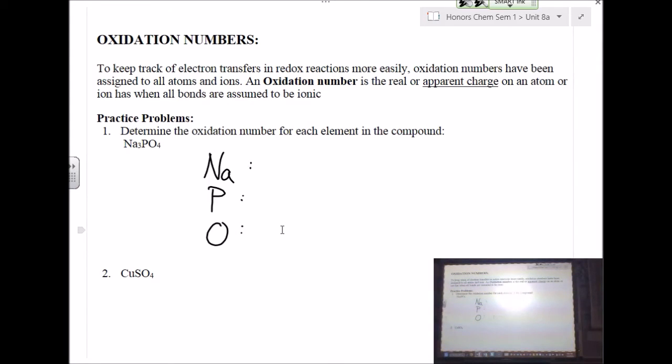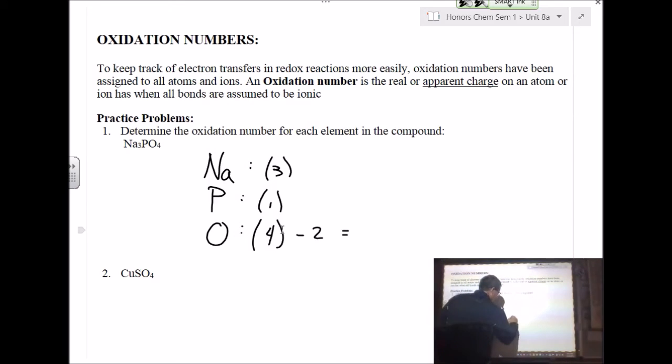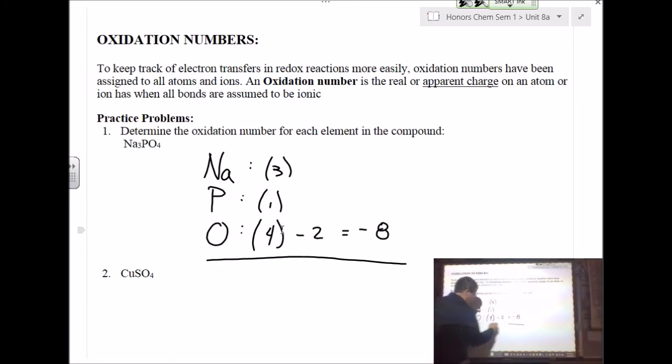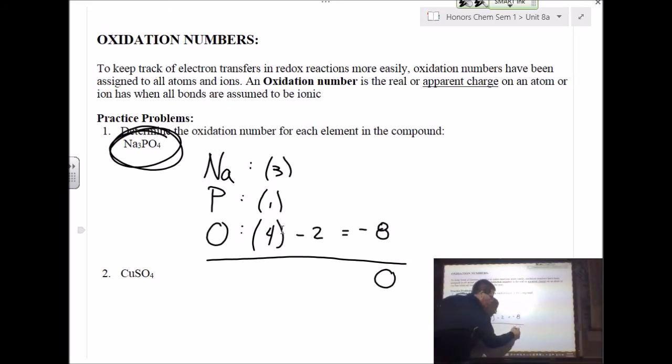How many sodium atoms do we have? 3. Good. How many phosphorus? 1. How many oxygen? And what will the charge on oxygen be every single time? -2. Always, always, always. So if I have 4 oxygens and I multiply that by -2, that gives me a total charge of -8. What is the total charge on the sodium phosphate? The total charge. Algebraic sum equals 0. Very good. It's always going to equal 0 for what we're doing. So we want to make sure that all of these numbers that we find equal 0.